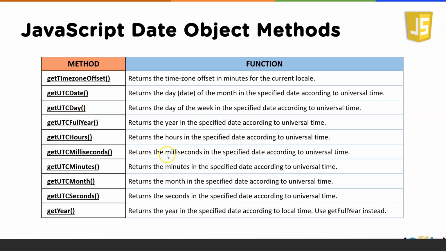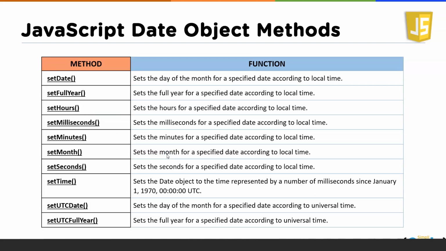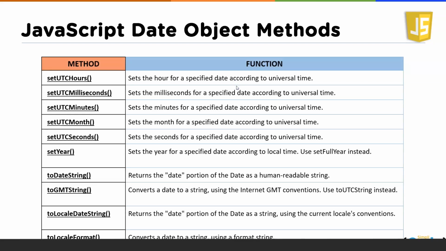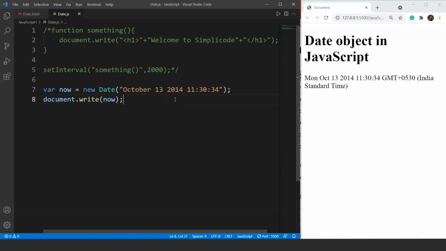So we have the get methods, and then we have the set methods as well. These methods have different functions. You can see here, like the setDate method, we can use it to set the day of the month for a specified date according to local time. Similarly, we have many more methods, more than 40 as we mentioned earlier. So you can take a note of these methods and use them later. We can't go through each of these methods, but we'll go through a few essential methods which we might need ahead in this particular course.